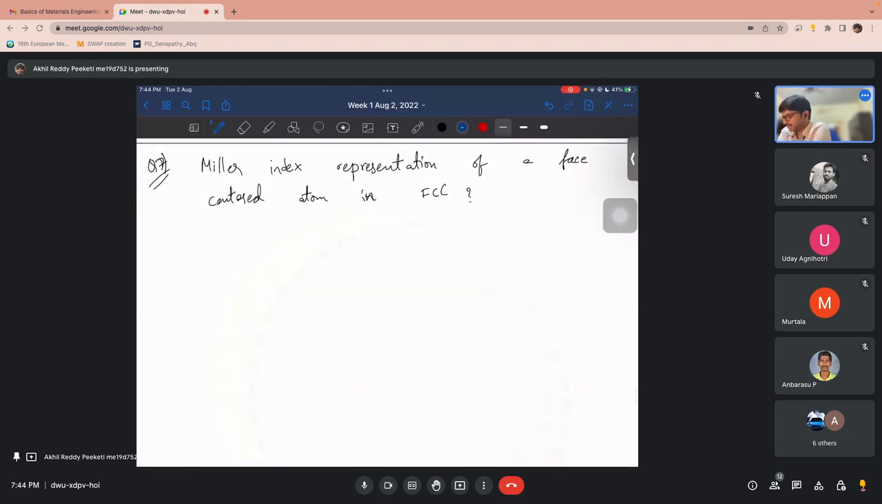Yeah. So the next questions are regarding the Miller indices. Okay. So can any of you answer this question? What should be the Miller index representation of a face-centered atom in FCC? So we are talking about the position of a face-centered atom in FCC. What will be the Miller index representation for the same?